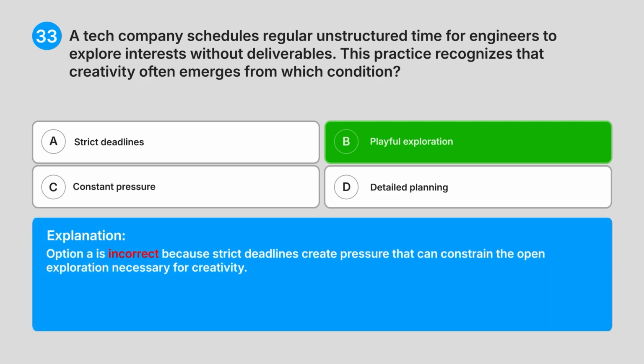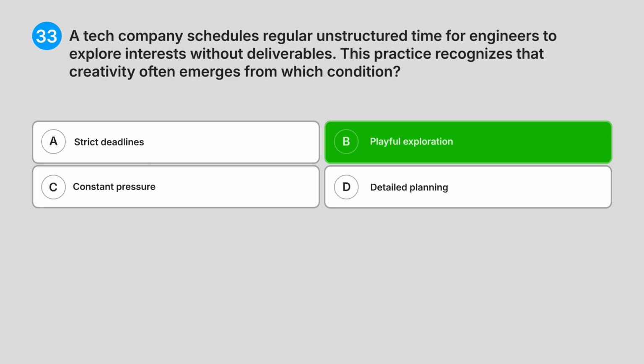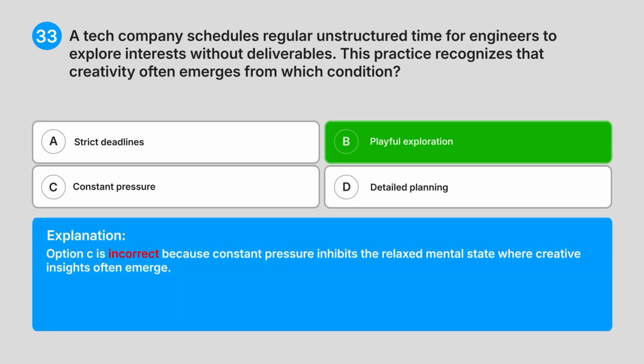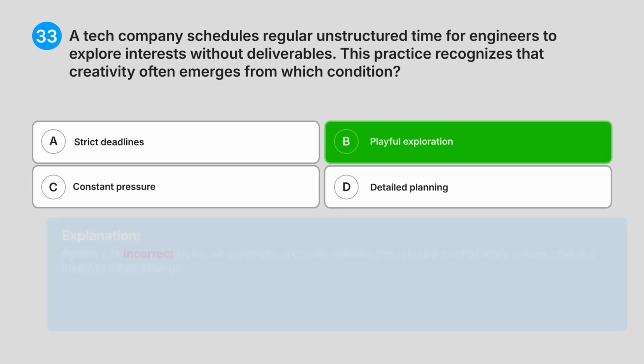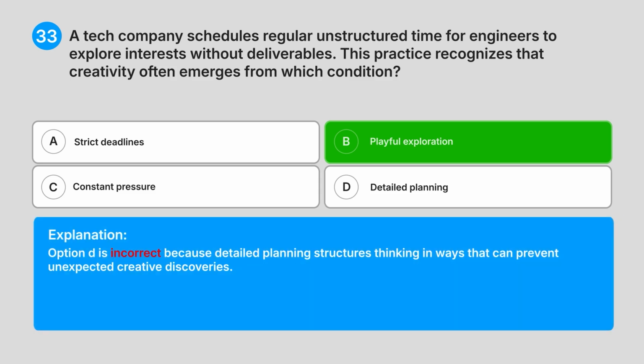Option A is incorrect because strict deadlines create pressure that can constrain the open exploration necessary for creativity. Option C is incorrect because constant pressure inhibits the relaxed mental state, where creative insights often emerge. Option D is incorrect because detailed planning structures thinking in ways that can prevent unexpected creative discoveries.